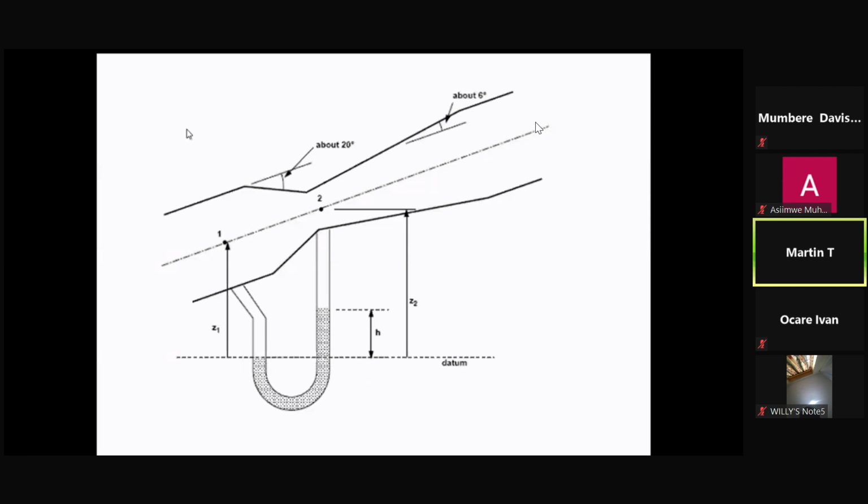If you're seeing my cursor, from this point up to this point, that is our venturimeter.